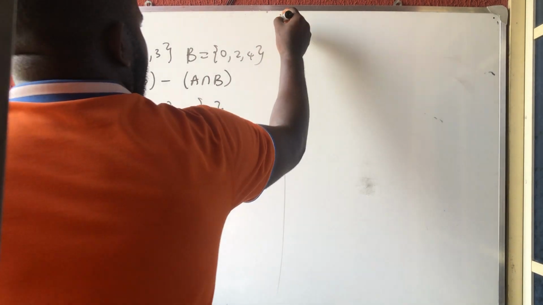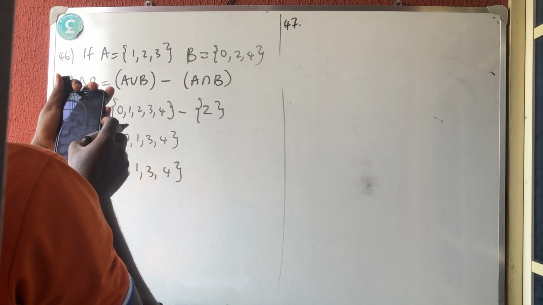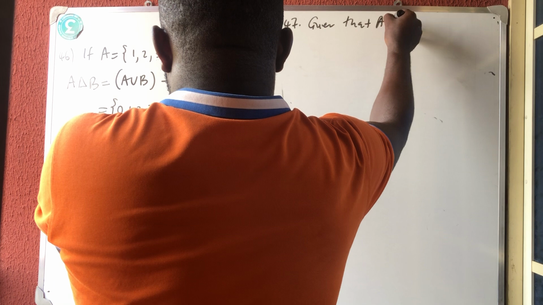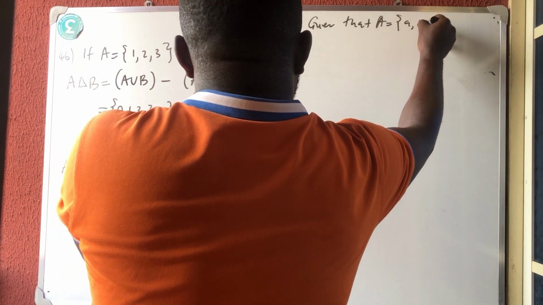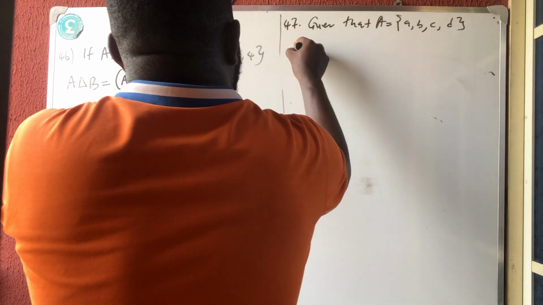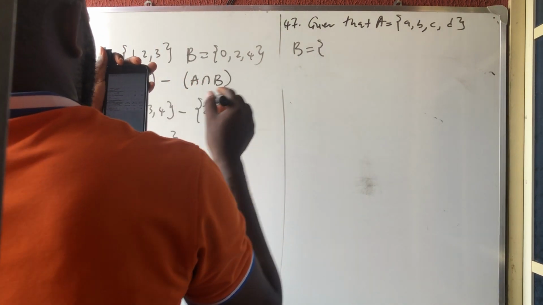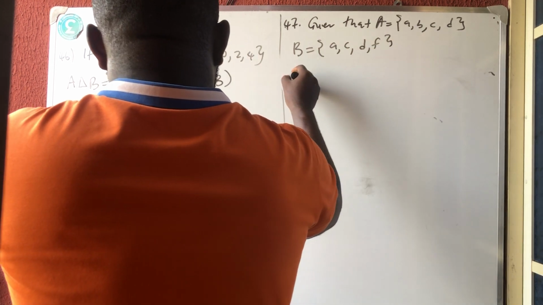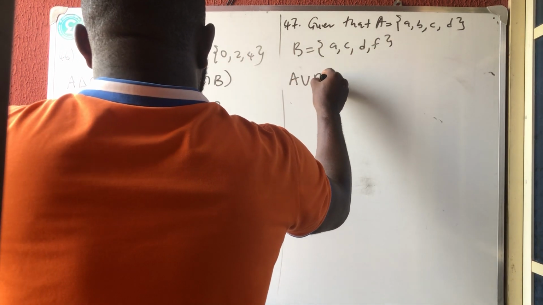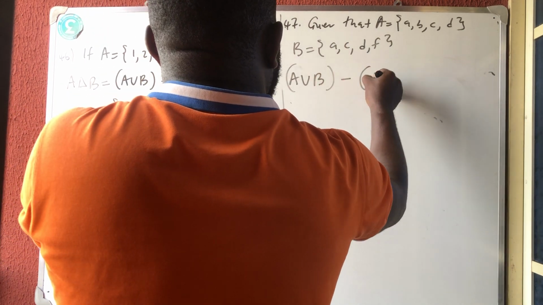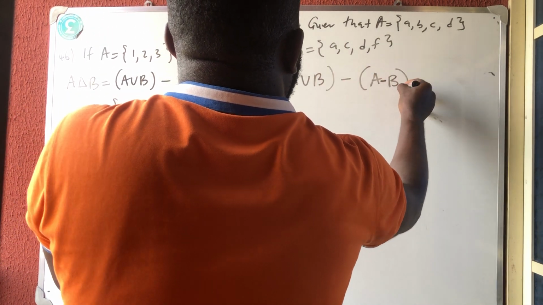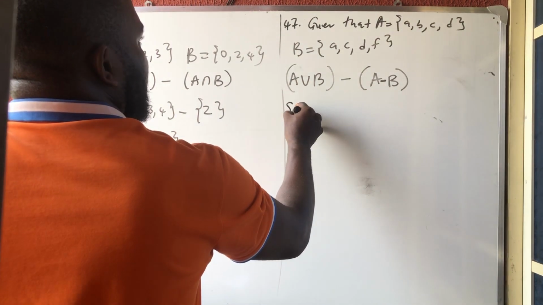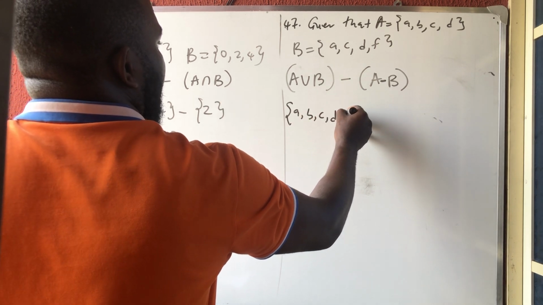So number 47. Number 47 says, given that set A is equal to A, B, C, and D, and set B is equal to A, C, D, and F, then we should find A union B minus A minus B. Now A union B is simply for us to bring it together, which is A, B, C, D, and F.